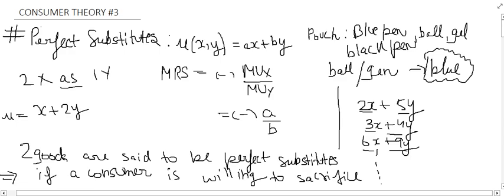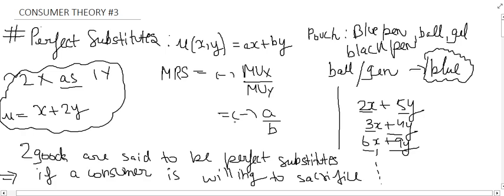The same goes for the perfect complements case also. For example, the question might say that the consumer prefers to consume 2 units of x with every unit of y. So we will be swapping the values, and our utility function would be minimum of x comma 2y. So this is the trick in framing the utility function. Any more doubts about this particular point, you can ask in the comment section. I will try to reply to as many as I can.